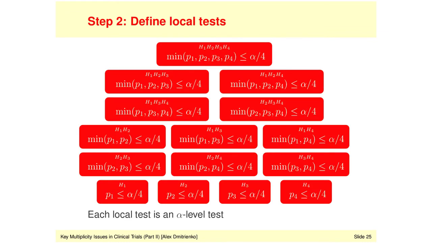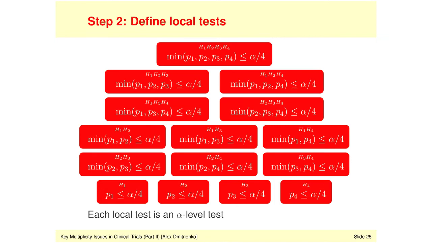So we're back to the diagram that included all possible intersections of the individual null hypotheses. And now within each one of those boxes we see additional information. That additional information defines the local test for each individual intersection. For example, beginning with the box at the very bottom, we're going to use a Bonferroni type minimum p-value test, which means that this intersection hypothesis, the four-way intersection hypothesis, will be rejected if the minimum of the four p-values is less than or equal to alpha over 4.